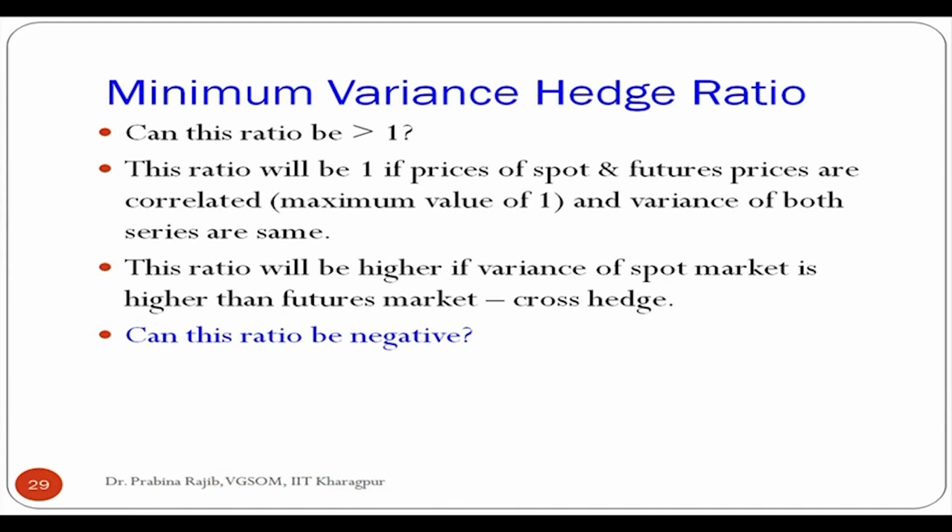Now let's go to the next question. Can this ratio be negative? I am not going to answer this question at this point of time. This is food for thought for each of you. Find out or think intuitively whether this ratio can be negative. If negative, then what would be the strategy? How will a hedger be able to hedge its risk using a negative hedge ratio, if at all a negative hedge ratio is possible?